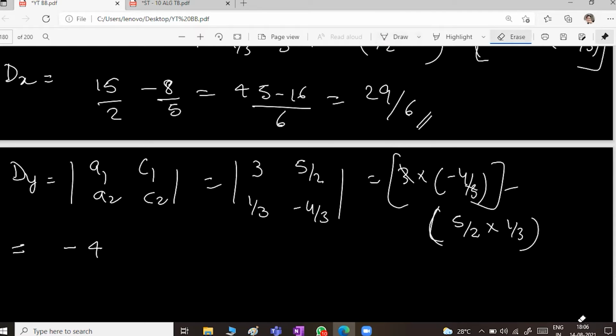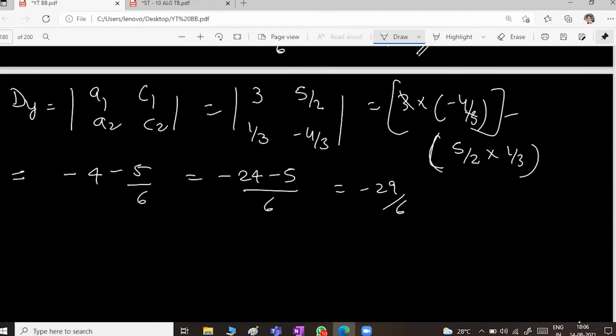-4/1 आ जाएगा. फिर नीचे कुछ नहीं है तो जाने दो. -4 -5/6. ठीक है, which is going to be -24 minus 5/6, which is equal to -29/6. ठीक है. Now this is not the destiny. You need to use Cramer's rule.